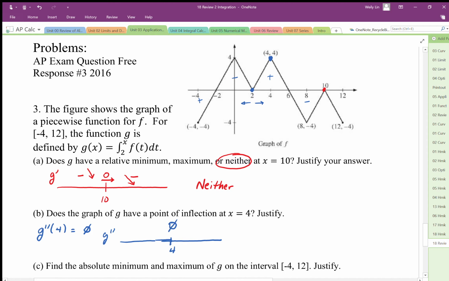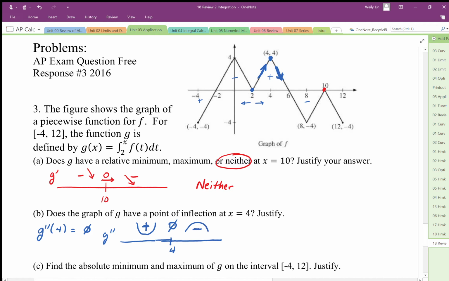And if I take a look at the g double prime, that really is the slope of the g prime graph, or the slope of the f graph. And the slope of the f graph here is sloping positive. If the slope is positive, that means it's concave up on the original g graph. On this side, the f graph has a slope that's negative, or in other words, the derivative of f is negative, or the second derivative of g is negative, so that means it's going to be concave down.